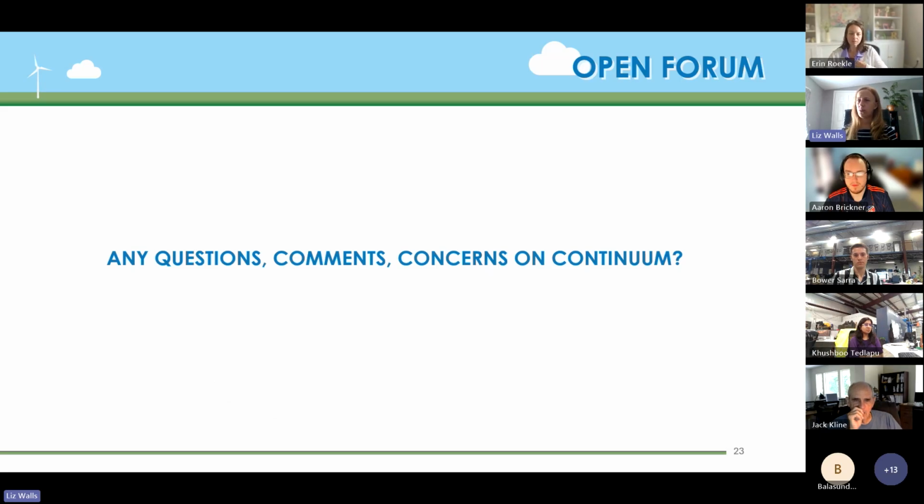But before we do, just wanted to open the floor if there are any immediate questions, concerns, comments that we can get to. If not, maybe you need to think about it a little bit. Maybe we'll just jump into the Continuum development highlights. But I'll just pause for a second, see if there are any comments or questions.